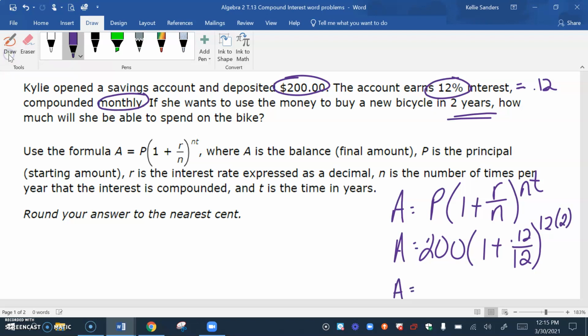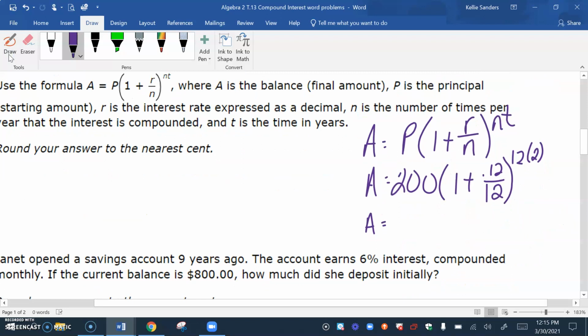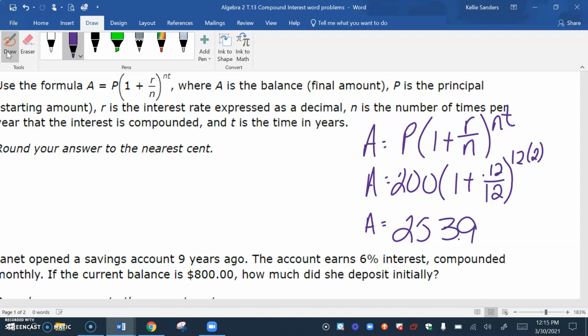We're going to put that in the calculator. 200 parentheses 1 plus fraction 0.12 over 12. Close your parentheses to the, and 12 times 2 is 24. So she's going to have $253.95 to spend on a bike in 2 years.